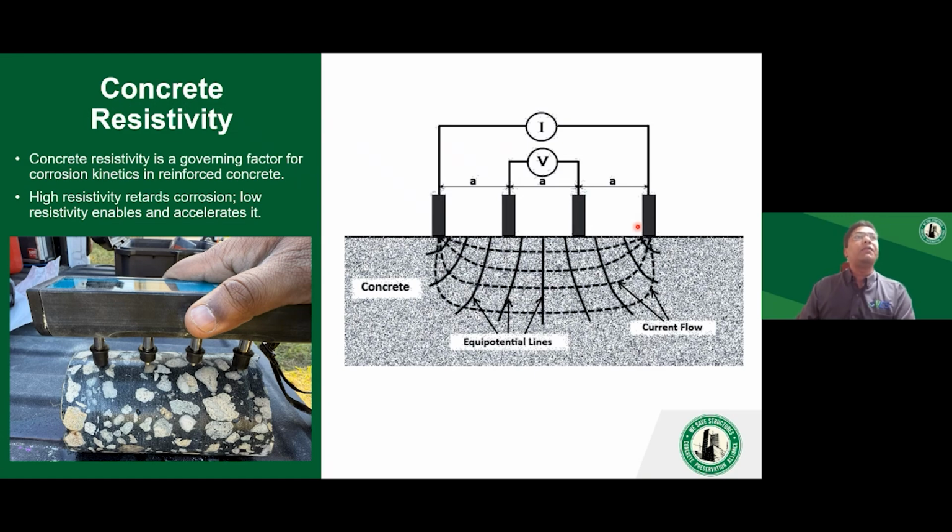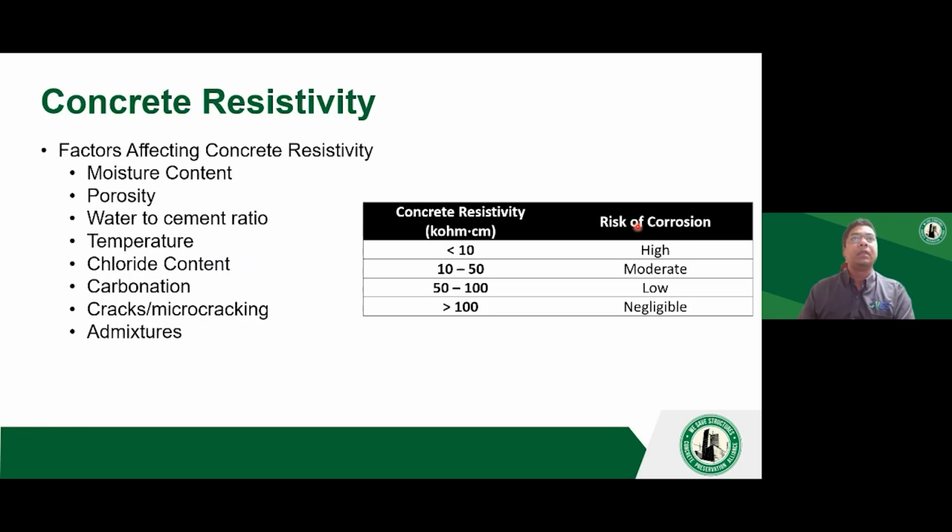In addition to GPR, we often do concrete resistivity surveys. It's a quick and easy test you can do in the field. Effectively, concrete resistivity is a measure of resistance to the flow of corrosion current. The higher the resistivity of concrete, the lesser the risk of corrosion.